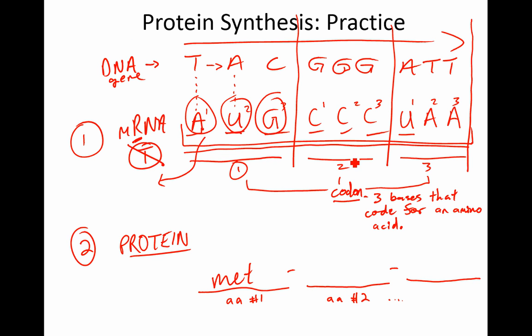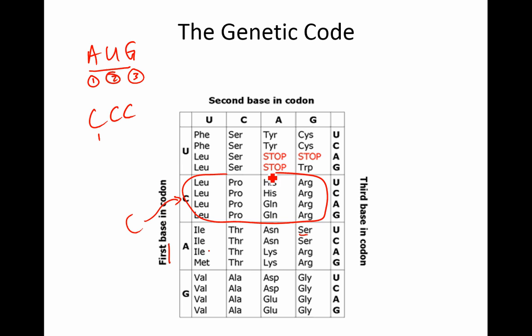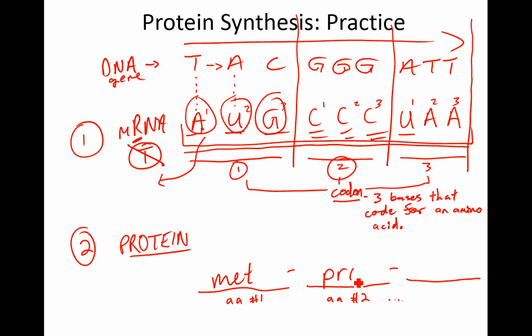My next codon, number 2, is C-C-C. So let's translate C-C-C. So if my codon is C-C-C and my first base is C, well, let's find the C. Okay, so I know it's one of these 16. My second base is C, so it must be one of these 4. Well, I guess it's got to be PRO. But just to make sure, let's look at our third one. And our third base is C. So I'm going to follow that C over, and yep, it's proline. So my second amino acid is proline.